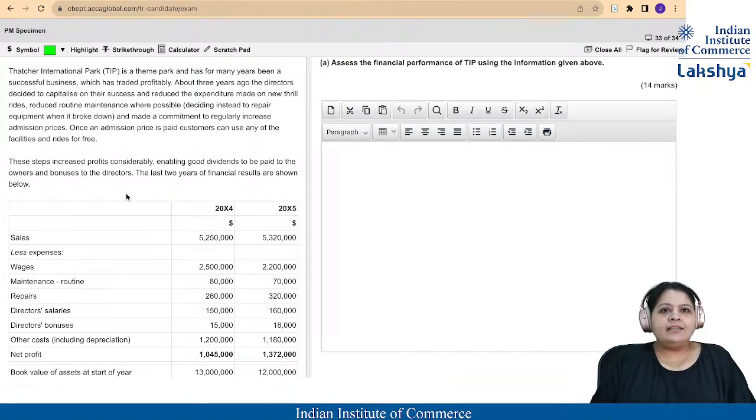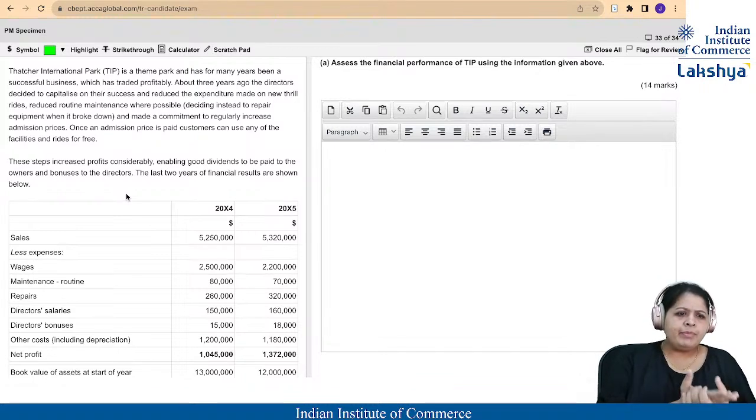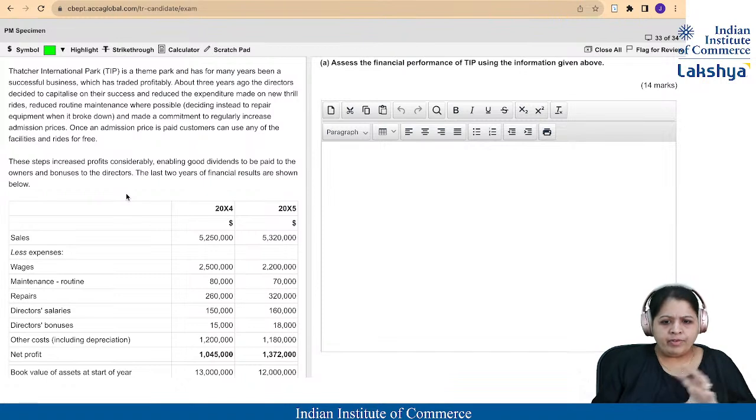This looks like a ratios of financial performance question completely. 20 marks: 14 marks for analyzing whatever ratios you can find and discussing them, and 6 marks for the other part of the question. The situation here is about a theme park which has been running profitably for many years, but now the directors want to capitalize on it, and that is where they are reducing the routine maintenance on the company, right? And made a commitment to regularly increase the admission price.